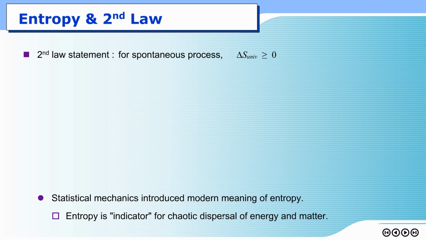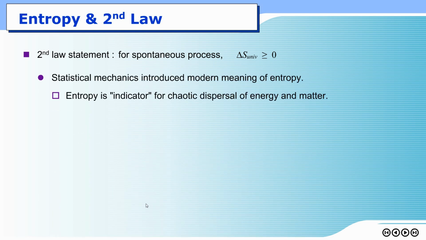Now, if we look further from the first part of lecture 4a, I told you that entropy is an indicator of chaotic dispersal of energy and mass. This is what statistical mechanics introduced. This concept was introduced by statistical mechanics. They try to somehow tie this entropy to chaotic movement inside the system, or chaotic dispersal of energy or matter inside the system.